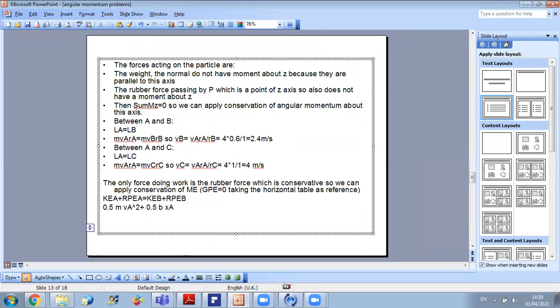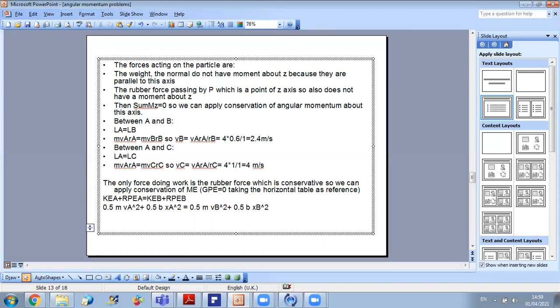x at A, what is x at A, guys? What does x represent, do you know? 0.6 meters. Yes, exactly. Because they told us that x represents the length of the rubber. At point A, the length of the rubber was 0.6. Okay, so it equals, at point B, the same expression, I just replace by VB and XB. So it's 0.5 m VB squared plus 0.5 B XB squared. Now I will replace by numerical values.